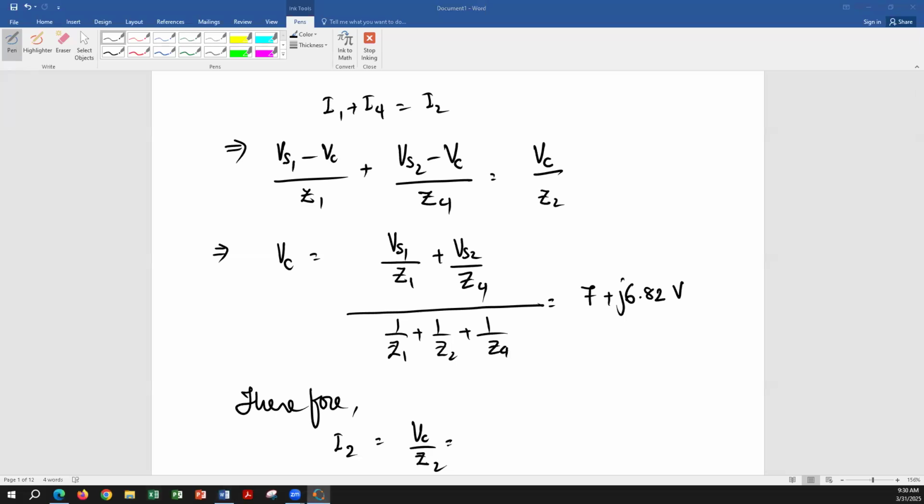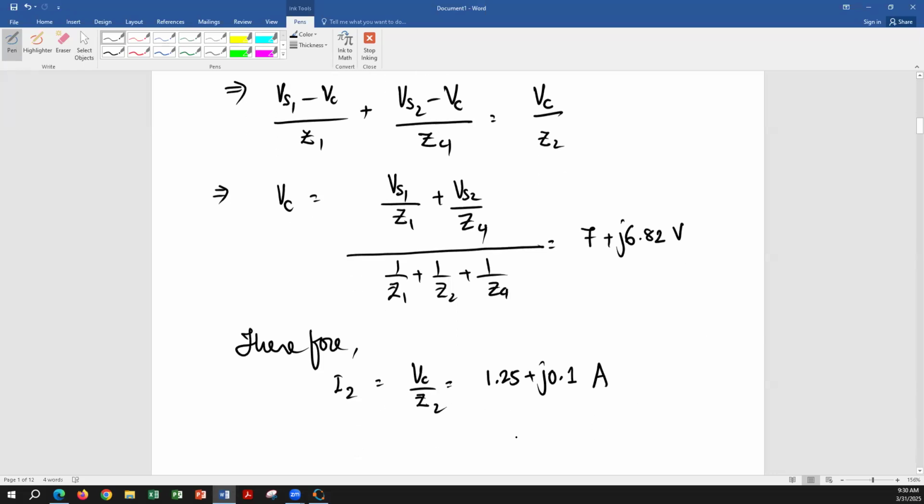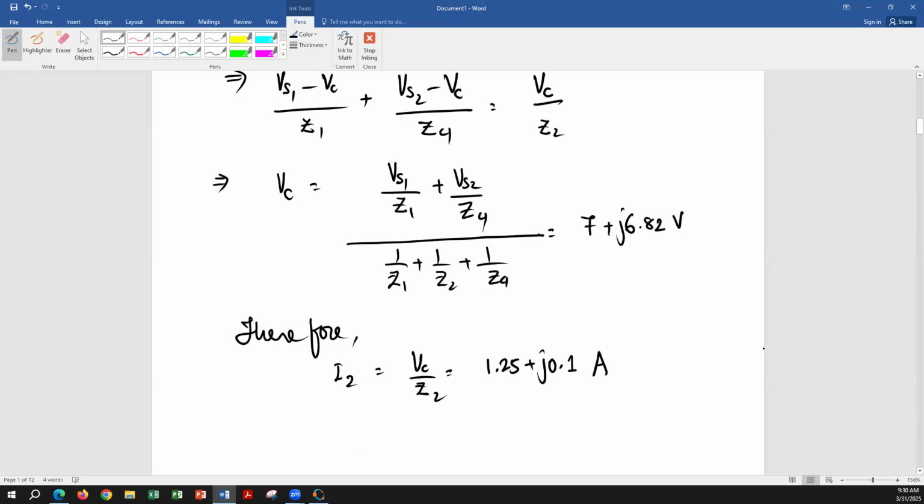So I2 is equal to VC over Z2, 1.247, so 1.25, plus 0.098, so I'm going to round it up to 0.1, plus J 0.1 ampere. Of course, in MATLAB, I'll keep the same values. I'm just rounding them off right now.